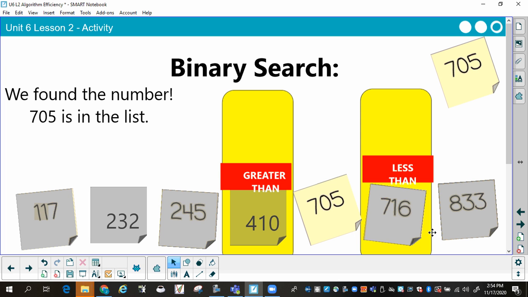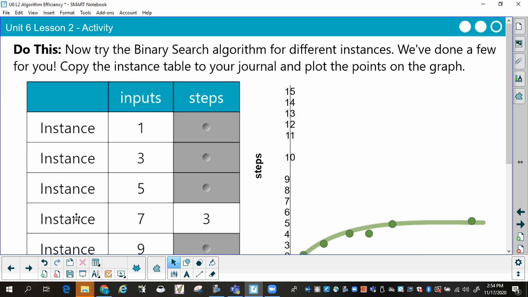So I'm going to get rid of everything to the right. Now, I'm going to compare 705 to my small list, which is only one big, and guess what? It's equal to it, and hooray, I found it. It took me 3 tries. Now, try the binary search algorithm for different instances. We've done a few for you. Copy the instance table into your notes, your journal, and plot the points on the graph.